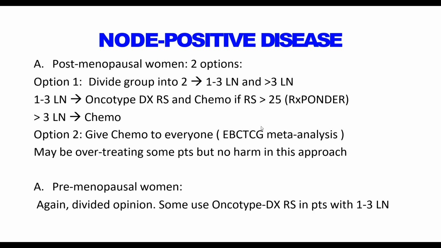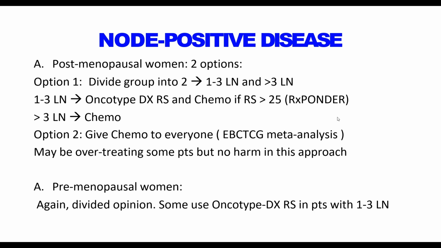While discussing with the patient about Oncotype DX, we also need to discuss the EBCTCG meta-analysis, where addition of chemo was shown to be beneficial in patients with positive lymph nodes. So in this case, if we decide to give chemo to everyone, basically in our scenario where we do not use Oncotype DX at all, we decide to give chemo for all node positive patients. When we do that, we are not harming anyone. We may be overtreating some patients. We may be exposing them to the additional toxic effects of systemic chemotherapy, but we are not harming anyone in this approach. So these are the two options which can be considered while discussing adjuvant therapy with the patient.